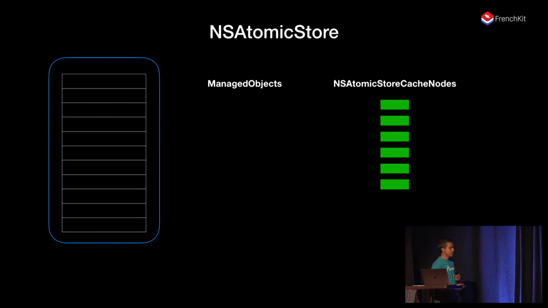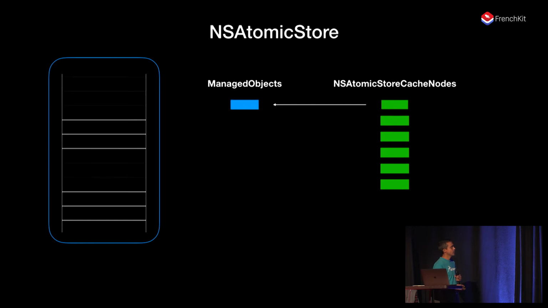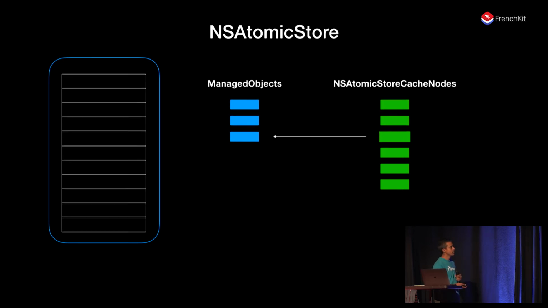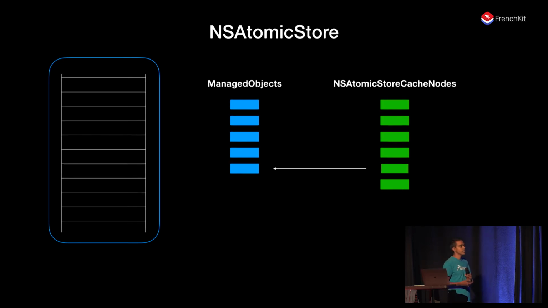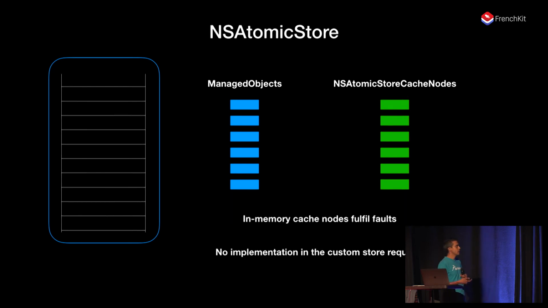If we look at an example of, let's say, a table view, how does an atomic store work when you're driving a table view using an atomic store? When, for example, you're scrolling the table view, each time you're hitting a fault, you're simply transferring the in-memory data for your record into a managed object. And this is done automatically with an NSAtomicStore. You don't have to do any integration. And this is fairly fast because it's all in memory.